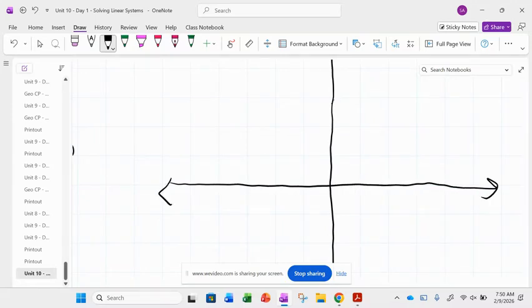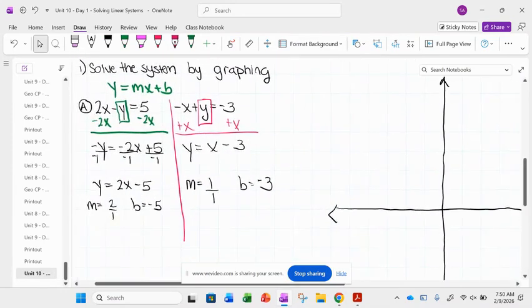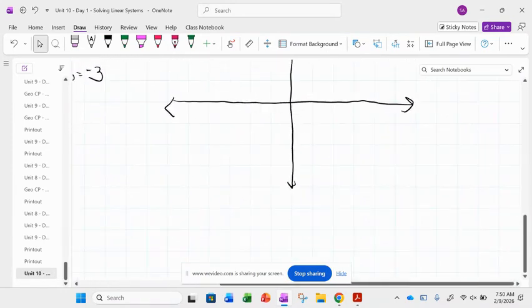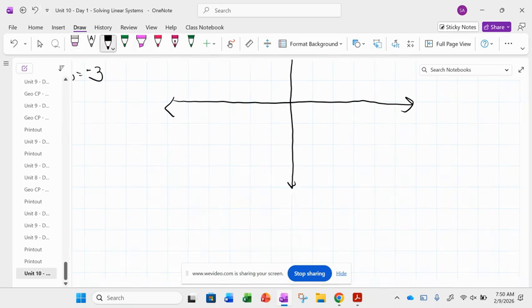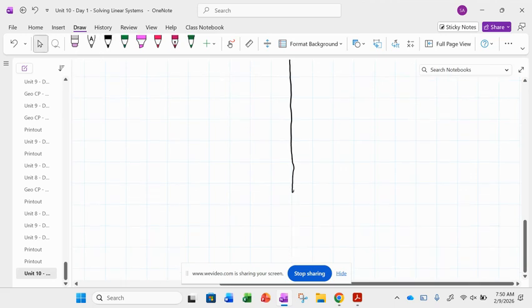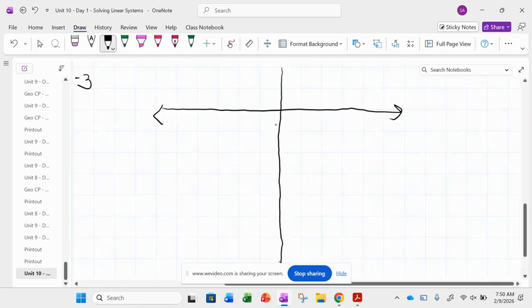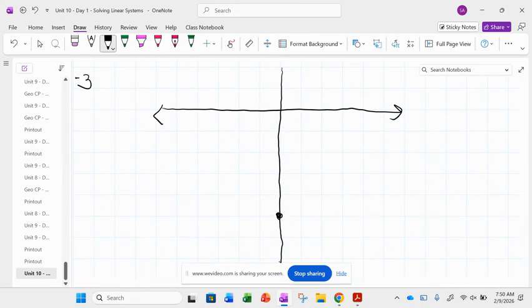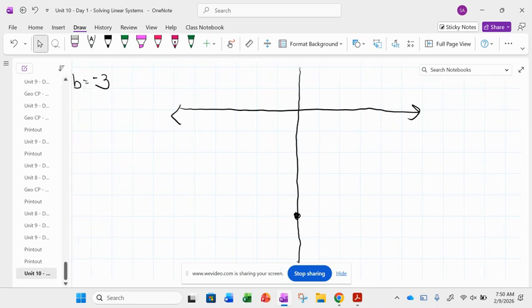Okay, so to graph the first line, you start off with your y-intercept. Your y-intercept is -5. All right, and so we're starting off at -5, so we're down 5 on the y. 1, 2, 3, 4, 5. That's my y-intercept. And from there, we're going to move according to the slope.